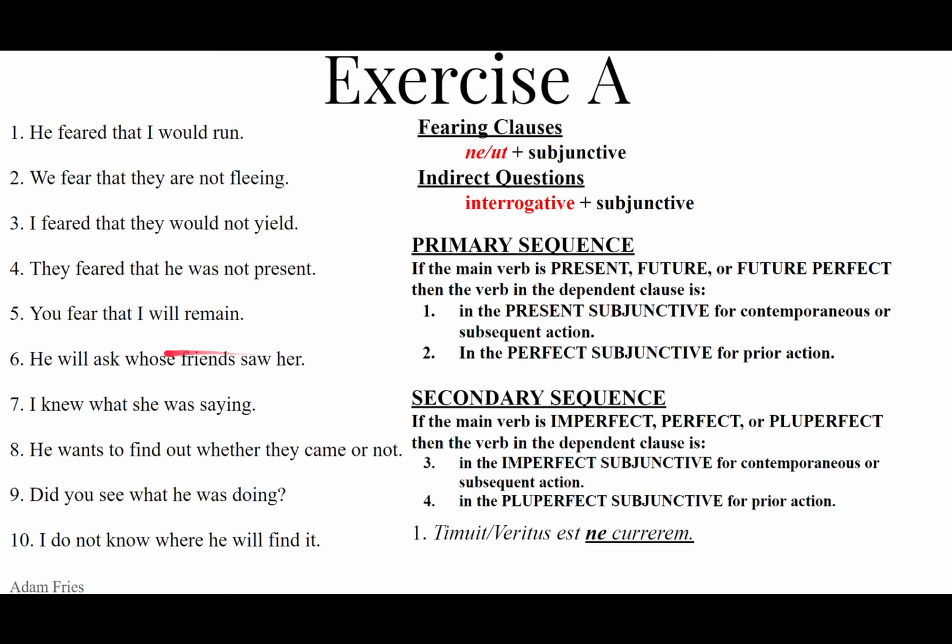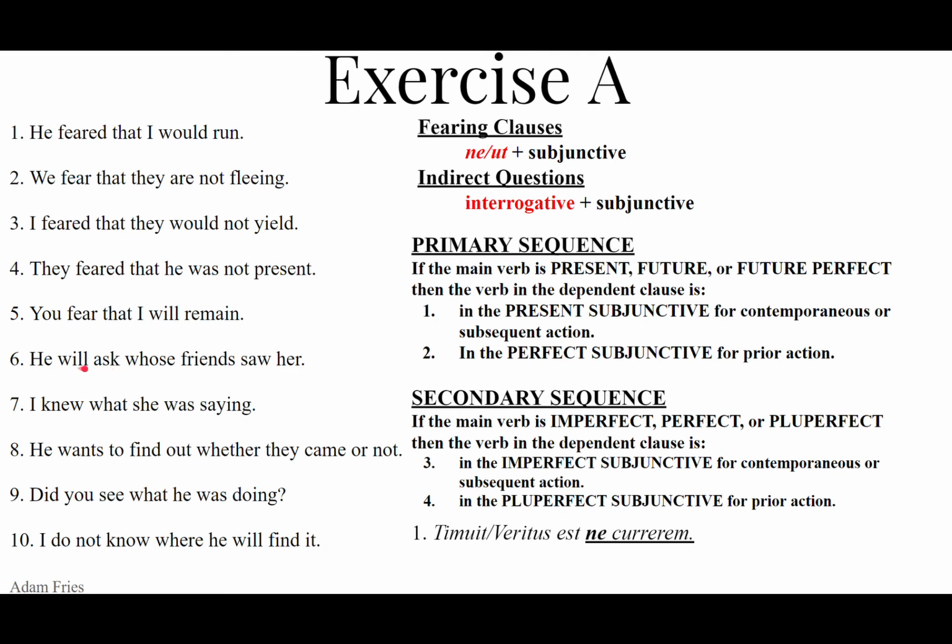So inside this little clause here, friends is the subject of the subjunctive verb saw, and her is the direct object of the subjunctive verb saw. Whose is genitive. It equals of whom, possessing the nominative subject, friends. So here we have subjunctive. This is primary sequence because of the future tense. We have future tense, then it'll be followed by the present or the perfect subjunctive. He will ask in the future whose friends saw. They have already seen her. It's already happened. That's a prior action to the main verb. So we want the perfect subjunctive.